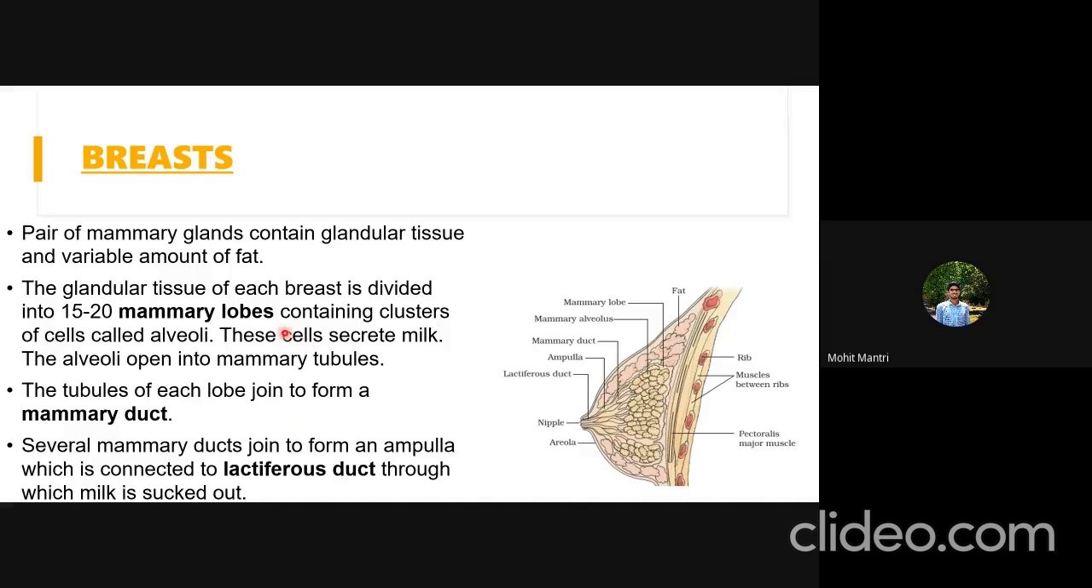Now the glandular tissue of each breast is divided into 15 to 20 mammary lobes, which contain clusters of cells known as alveoli. These alveolar cells secrete the milk, and the alveoli then open into the mammary tubule. The mammary tubules of each lobe join together to form the mammary duct, and several mammary ducts join to form the ampulla. This wider region is known as the ampulla, and these ampullae are connected to a lactiferous duct through which the milk is sucked out.